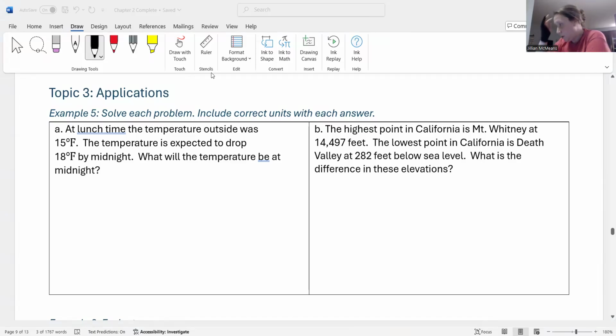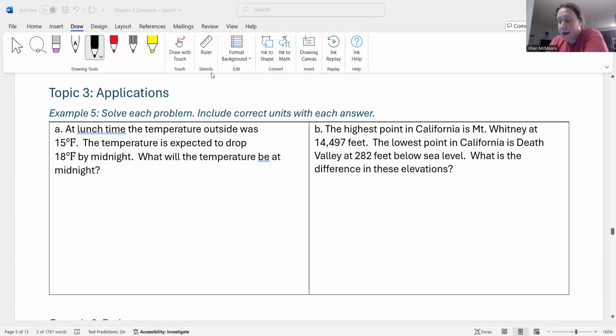Okay, for the last video for this worksheet, we're going to look at some applications. And just like with the addition of integers worksheets, I've also thrown in a few problems where we're going to evaluate some algebraic expressions and do stuff with absolute value. But first, let's do the word problem. So example 5, it says solve each problem, include correct units with each answer.